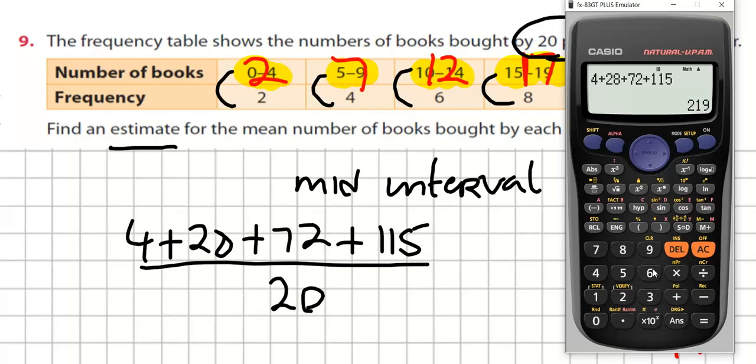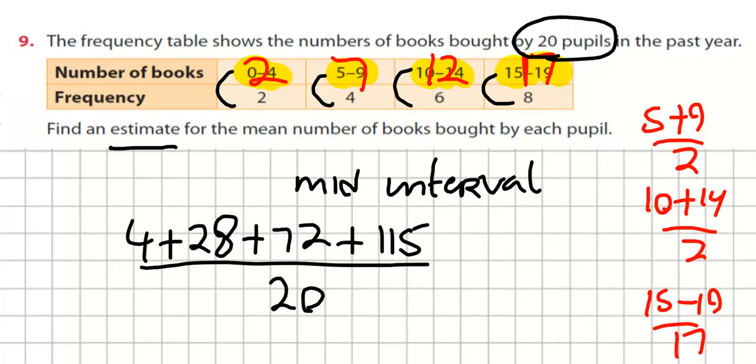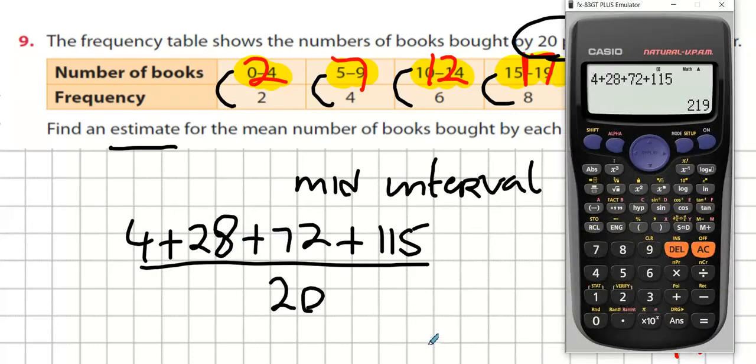I got 219. Anybody else get 219? No. Yes, sir. It is 28. Anybody else get 219? All right. Divide that by 20. And I get an average of 10.95.